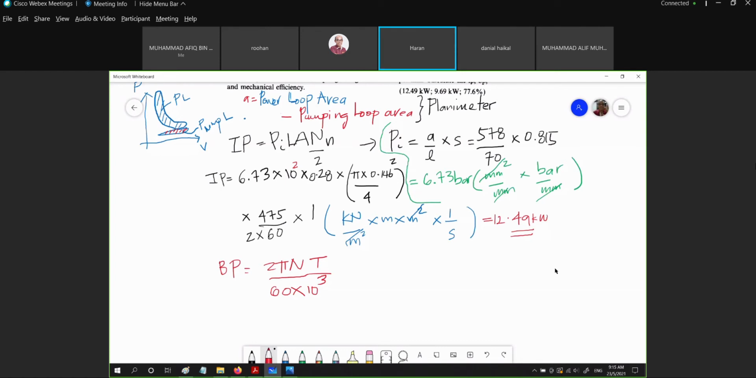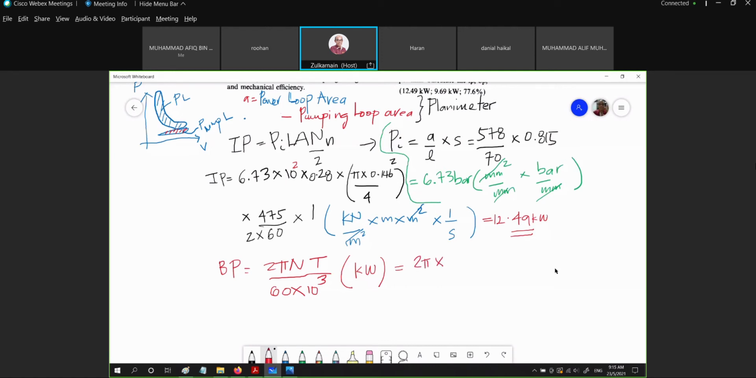Convert newtons to kilonewtons. We convert watt. If we don't have this factor of 1000, we are going to have the BP in the unit of watt. Then we need to divide it by 10 to the power of 3 in order to get kilowatt. So the whole thing right here, we are going to have in kilowatt. Okay, so now we have this 2 pi.